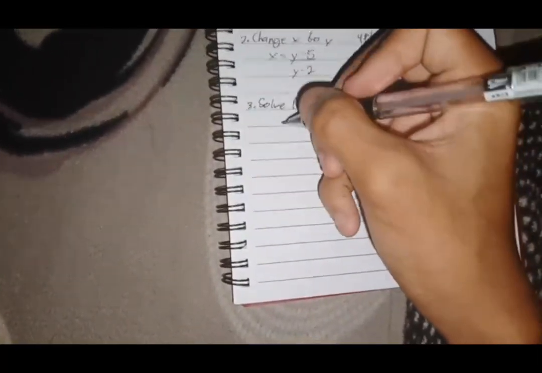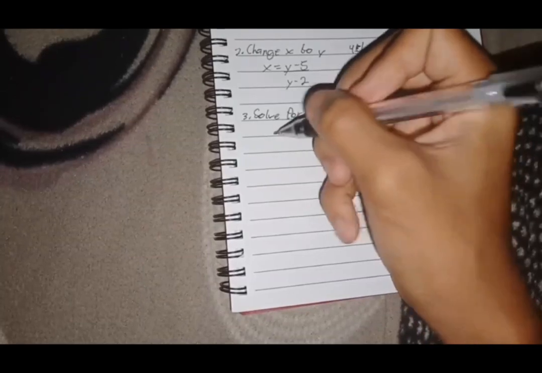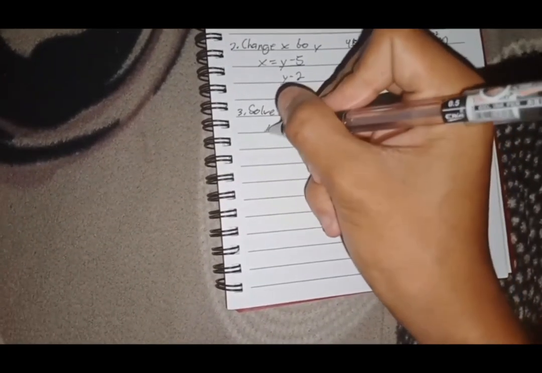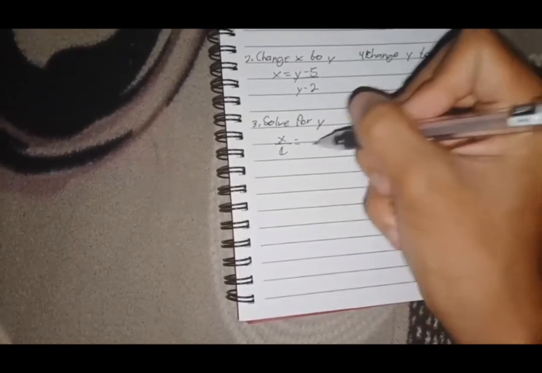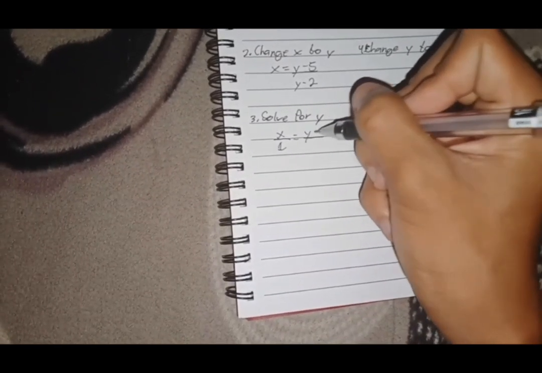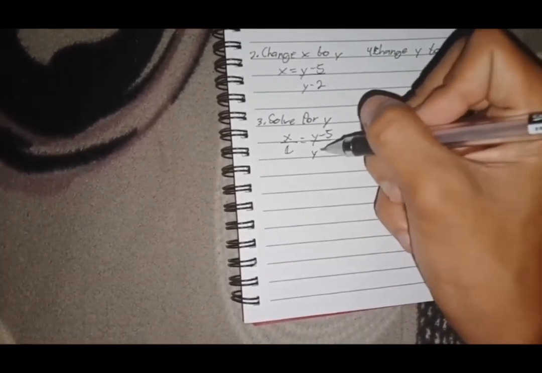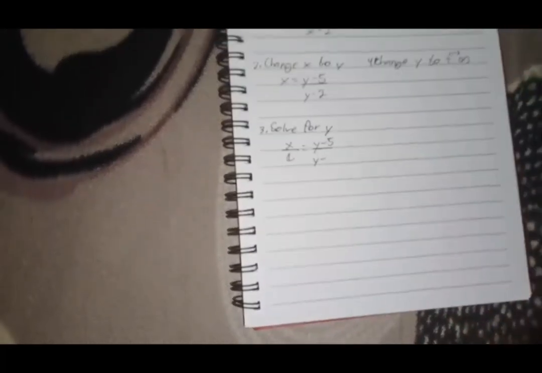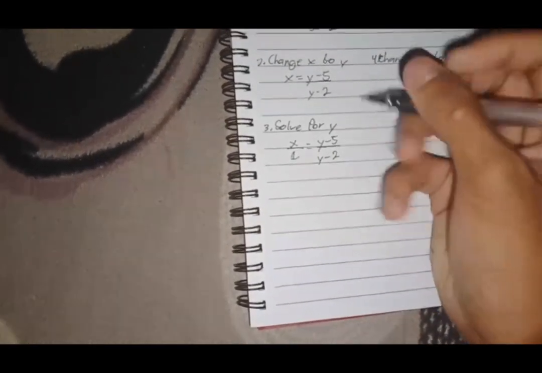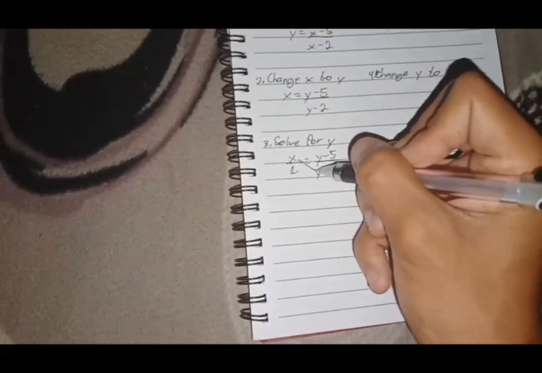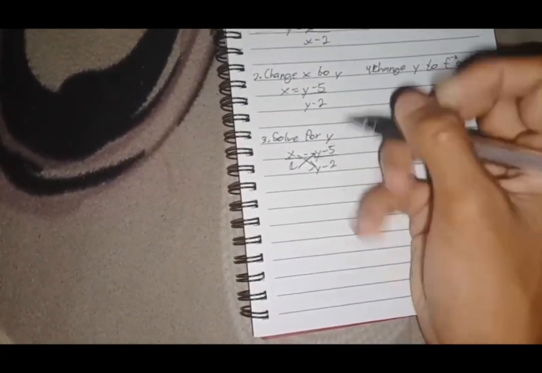So, dito naman is magsusolve na tayo for y. Solve for y natin siya. Sulat nyo lang x negative 5 and x. Ay, sorry. Hindi pala yun xy pala yun. Y negative 2. And dito naman is mag-cross multiply lang tayo. Cross multiply lang natin siya.